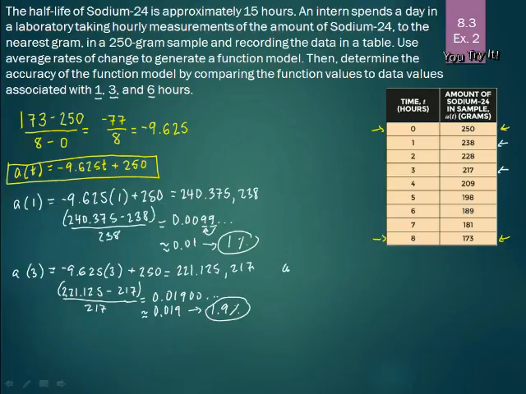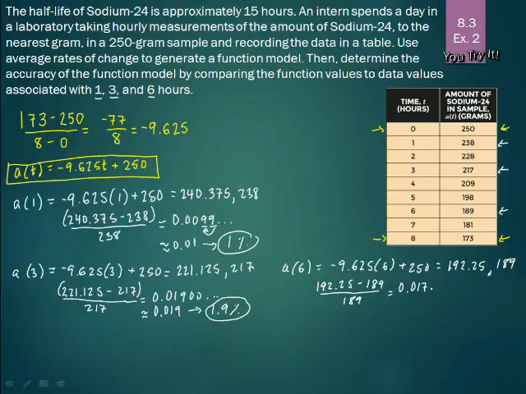Lastly, let's plug in 6. Here you get 192.25 grams, and we're comparing that to 189 in our table. Let's plug that into our formula for the percent error. There we get 0.017195, etc. Let's round it to the nearest thousandth, so we would round that to 0.017. As a percentage, that would be 1.7%. So the percent error in each case is fairly small, so our model is fairly accurate.